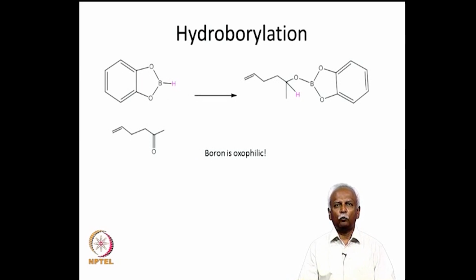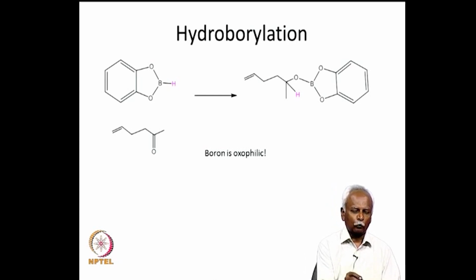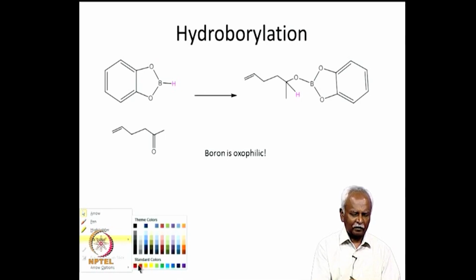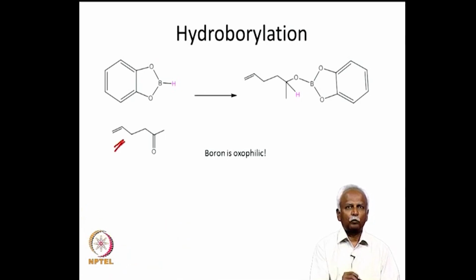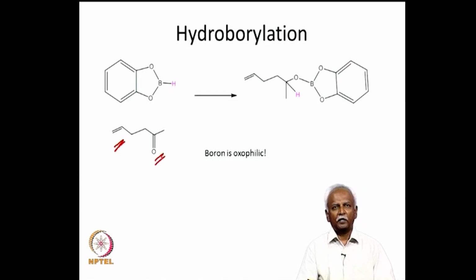First, let us take hydroboration, the addition of a BH bond. Here is a molecule which I have pictured for you here, which is an ene and a one. So, the two functional groups are in fact separate. There is a double bond and there is a ketone moiety, and the two are not conjugated.